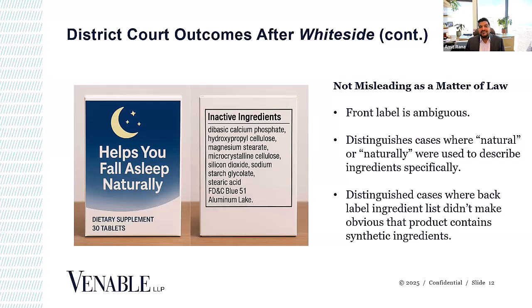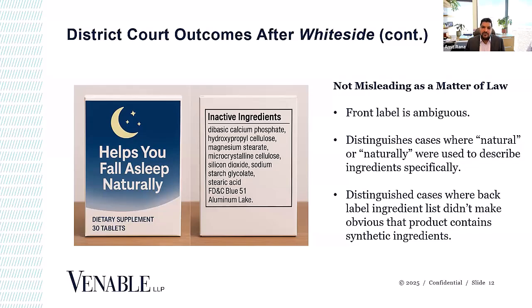Again, the front label was necessarily ambiguous, which forces the court to look at the entire context of the product, including the back label, and the back label clearly discloses what the ingredients are, so not misleading as a matter of law. The interesting thing here was that the court distinguished other cases where the term natural or naturally was used to describe ingredients specifically on the front, and the courts in those cases have largely come out the other way and said, when you're describing ingredients or the product generally as natural or naturally, then it is not necessarily ambiguous.